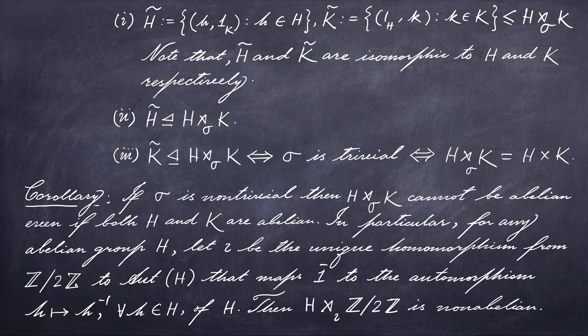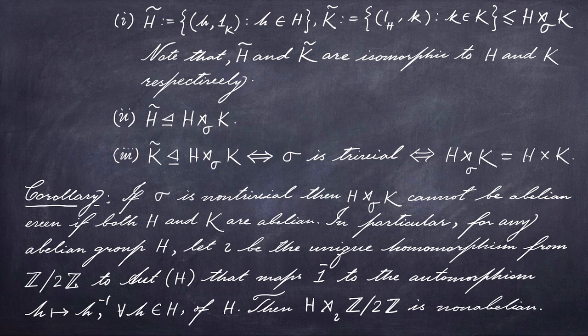It's quite easy to see that H is isomorphic to H tilde. We do have a canonical map from H, similarly for K tilde. So these are basically copies of H and K inside this semi-direct product of H and K, and the copy of H is normal. So it's very natural to ask what happens to the copy of K.